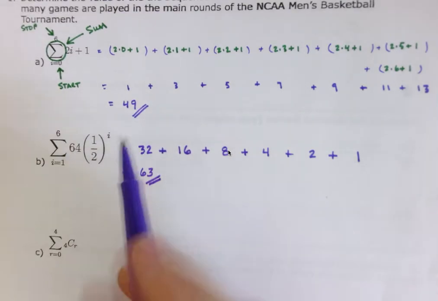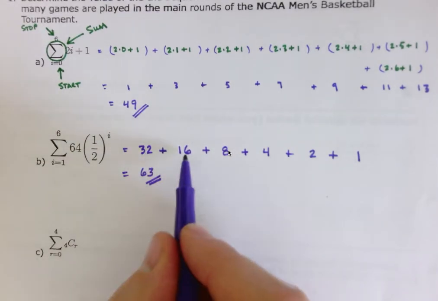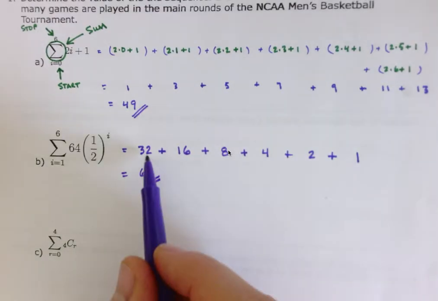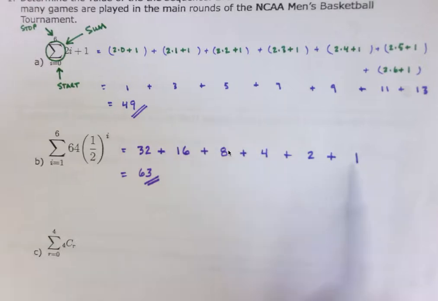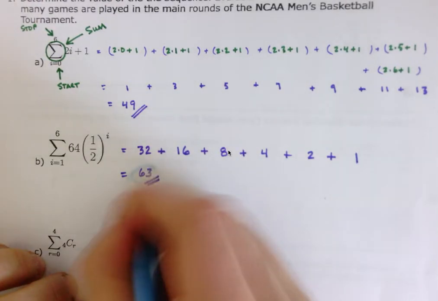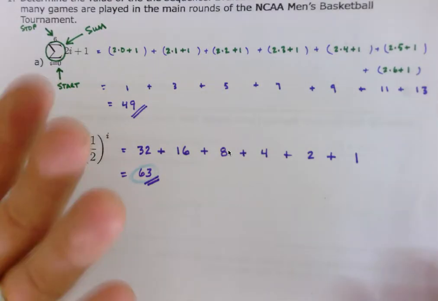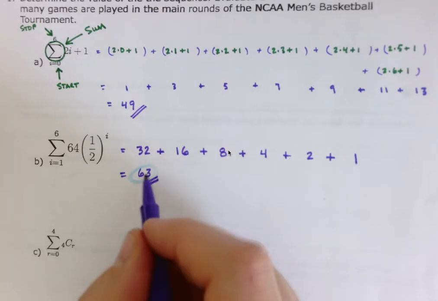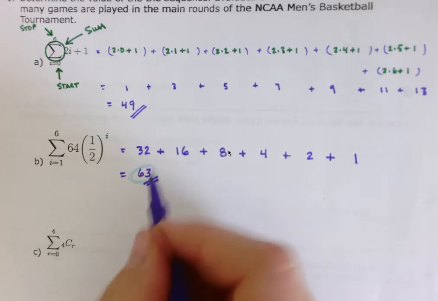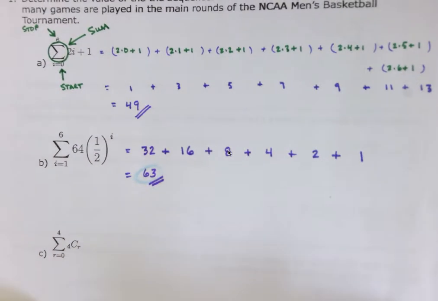Fun fact, if you like NCAA basketball, this is actually the number of games that are played in each round. 32 in the first, 16 in the second, 8, 4, 2, and 1. So the total number of games that's played is 63, which kind of makes sense when you consider the fact that there's 64 teams in the tournament. I'm ignoring those weird little games. And everybody loses one game except for one, which means there must be 63 games.